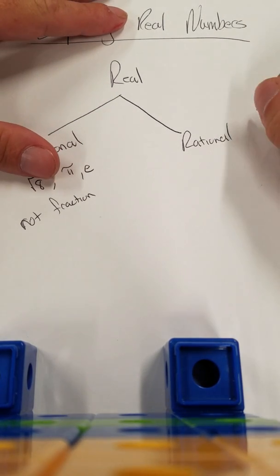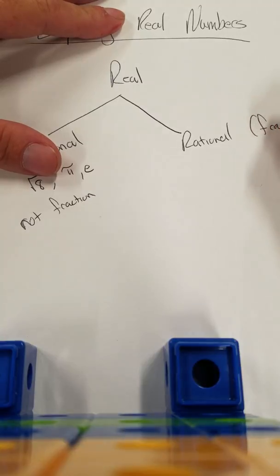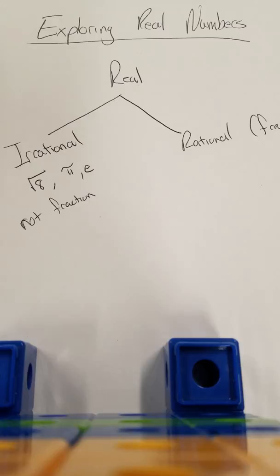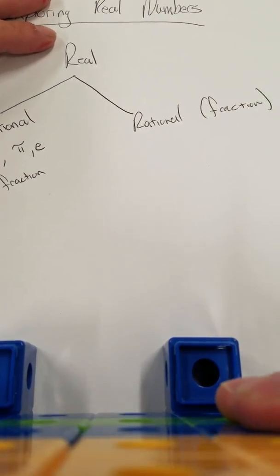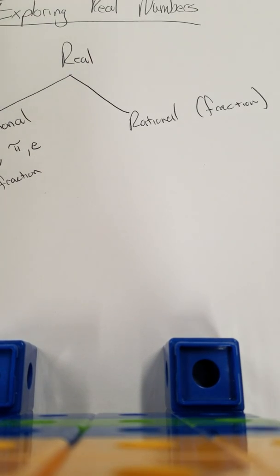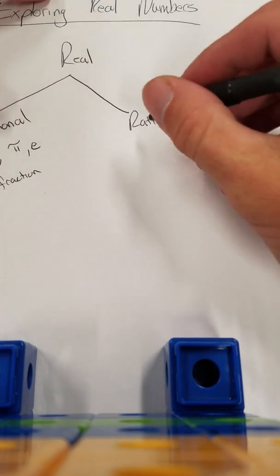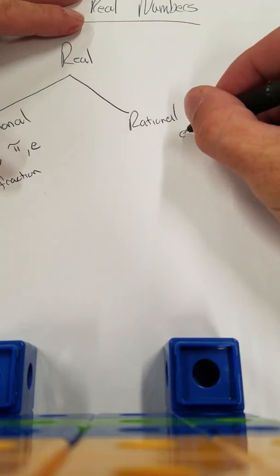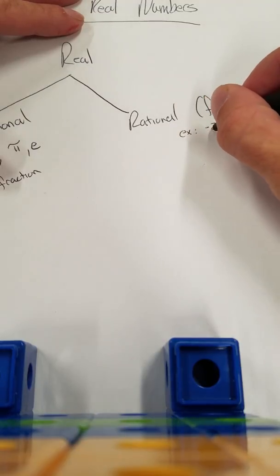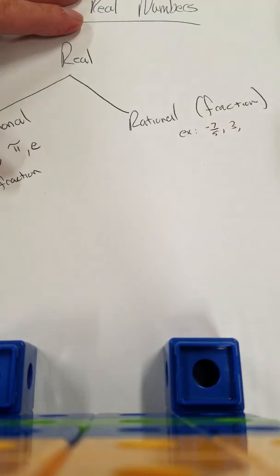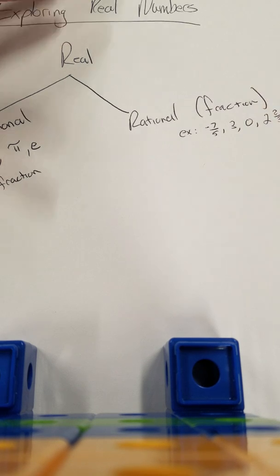Those are irrational. Rationals are anything that we can write as a fraction, okay? Believe it or not, 3 is a fraction. That's just like 3 over 1. Or 2 over 5, or -7. All of those are rational numbers. So some examples would be like -7 over 5. 3 is a rational number. 0 is a rational number. 2 2/3 is a rational number. Anything that we can write as a fraction.